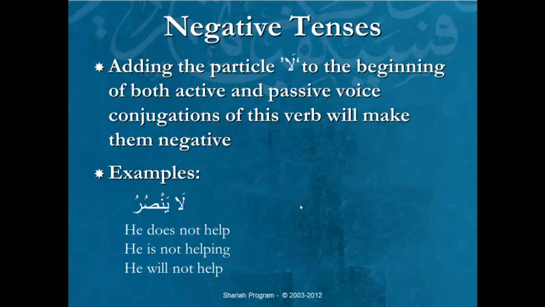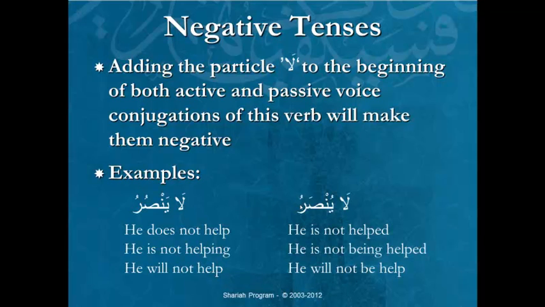And here's the examples of negative. La yansuru. The 3 translations are written underneath. He does not help, he is not helping, he will not help. So the first translation is the basic one, simple. Second translation is present continuous, he is not helping. And the final translation is future tense, he will not help. For passive, the three translations are written underneath. He is not helped, he is not being helped, he will not be helped.